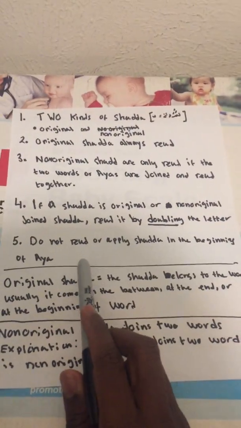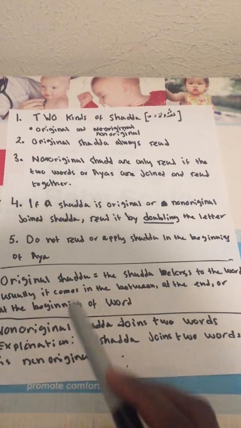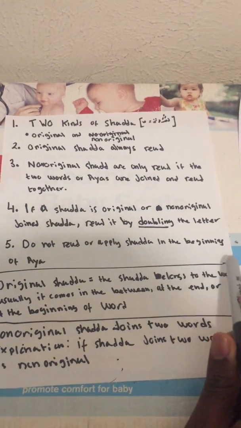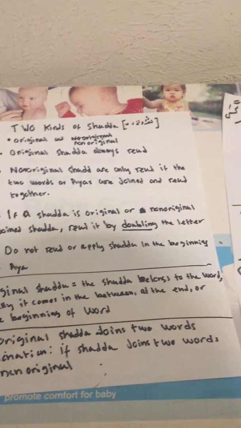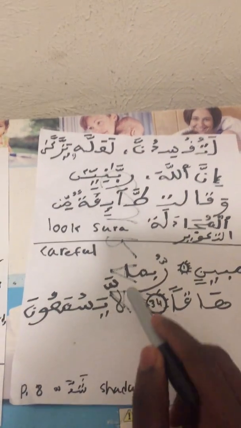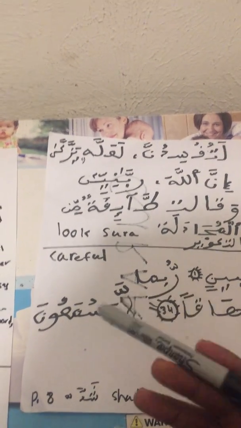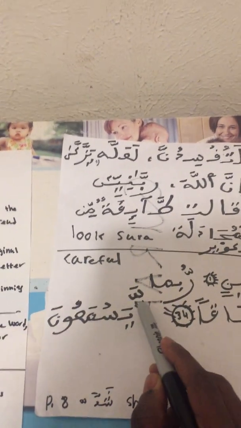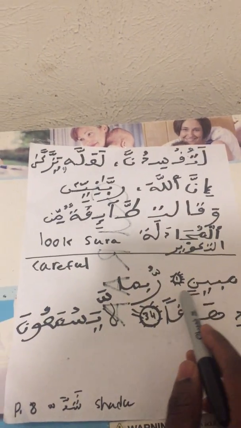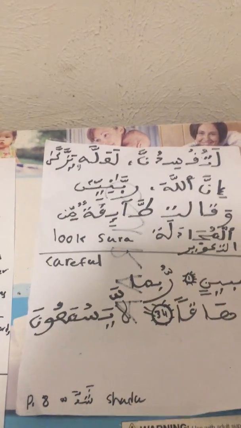5. Do not read or apply shadda in the beginning of ayah. It means you don't read it. If you begin la yasma'una, you don't read it in the beginning of ayah or in the beginning of word. If you want to say that, you do not read the shadda. For example, mubin, rubama, no shadda. Dihaqa, la yasma'un, no shadda. You only read the shadda if you join it.